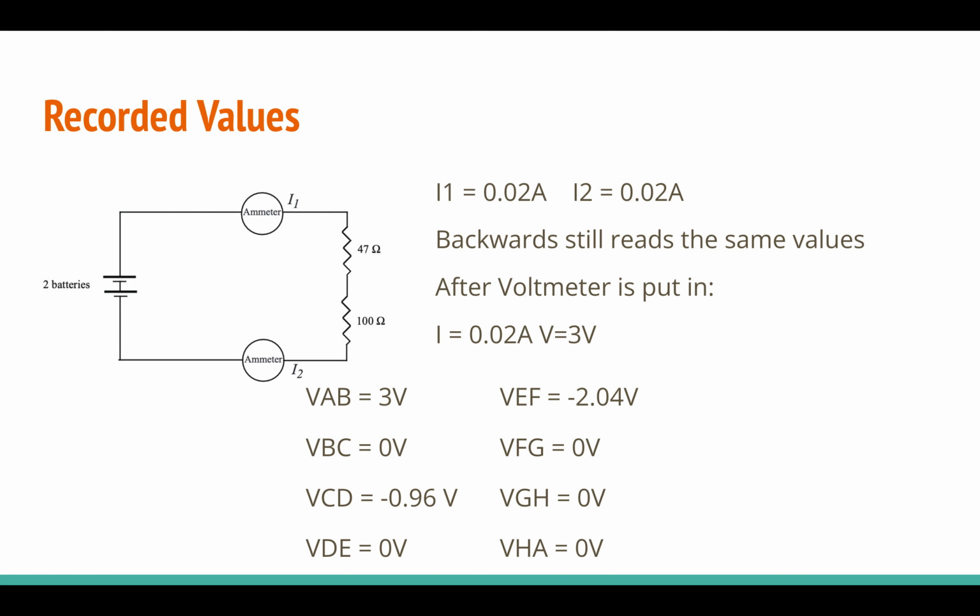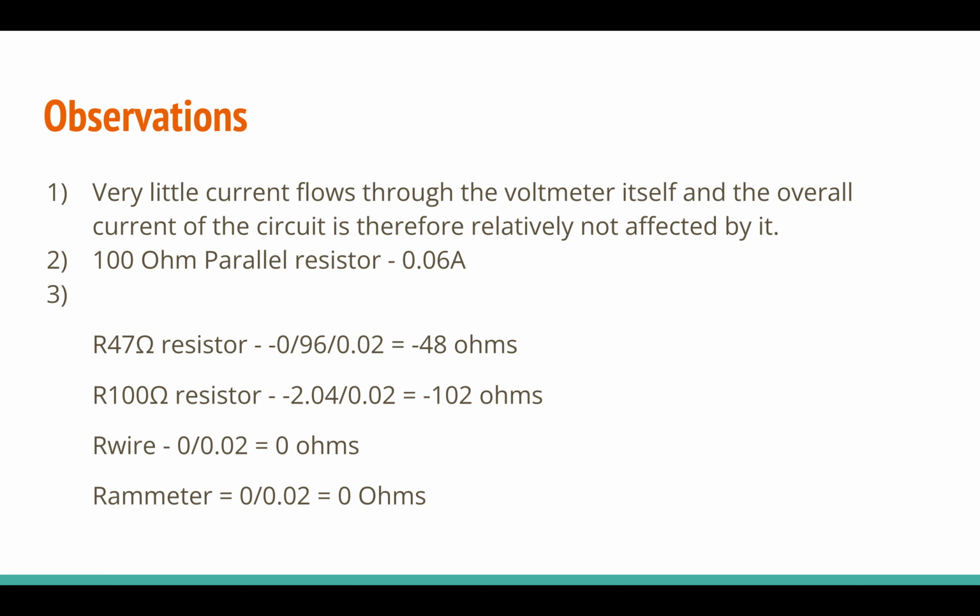And I also measured the potential difference at various different points in the circuit that were given to us in an image, and I named them based on the characters that were given to us in the image to specify the location. So those values are given right there. Okay. So observations: very little current flows through the voltmeter itself, and the overall current of the circuit is therefore relatively not affected by it.